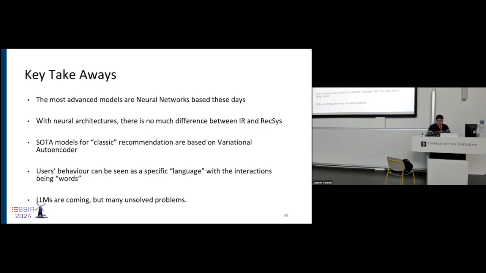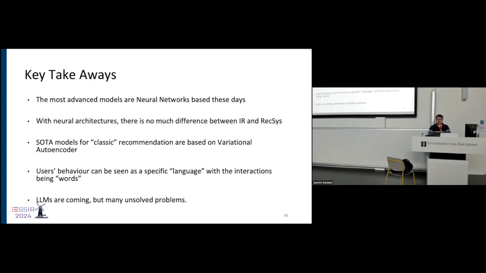So, key takeaways of this talk: the most advanced models are using neural networks for recommender systems. There is not much difference between a neural recommender system and a neural search system, a neural IR system. You can think of IR as a special case of RecSys, or if you are not comfortable with this, you can think of RecSys as a special case of IR. More or less the same thing, especially when you use keywords as additional input for your model.